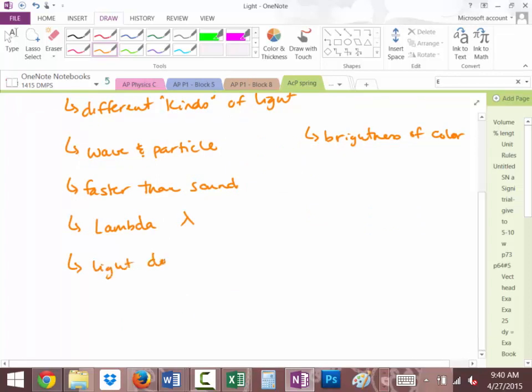Okay. Ever? Okay. Abdul, what you got? Light is energy. Yeah. Those particles are called photons. Cool. Go. Can be reflected or refracted.